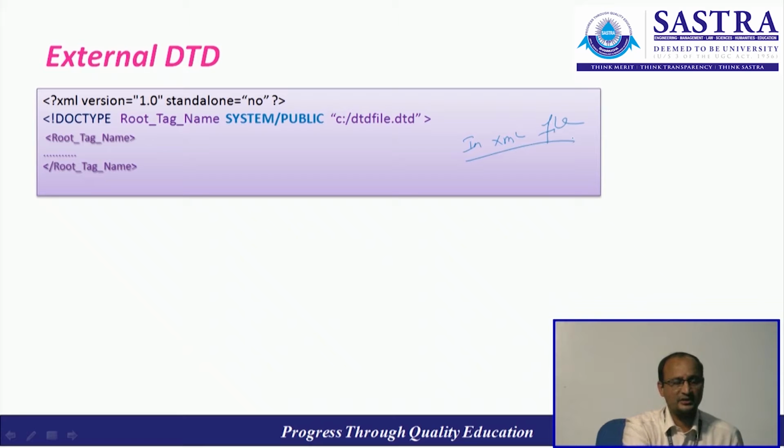First statement: exclamation, DOCTYPE, the same keyword we use in internal DTD, space, the root tag name. What is the tag? The starting tag we have written in our XML document should be included here. Space, then either we can give SYSTEM or PUBLIC. Any one of these two can be given, not both. SYSTEM, we should give for the DTD file available in our local drive.